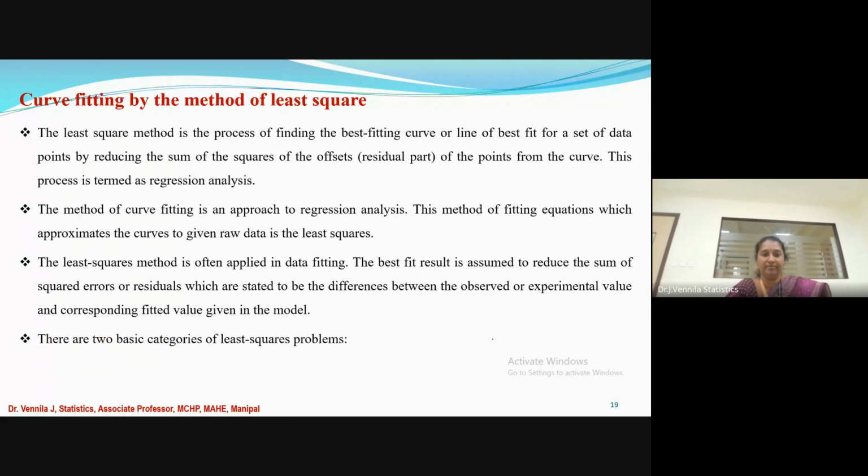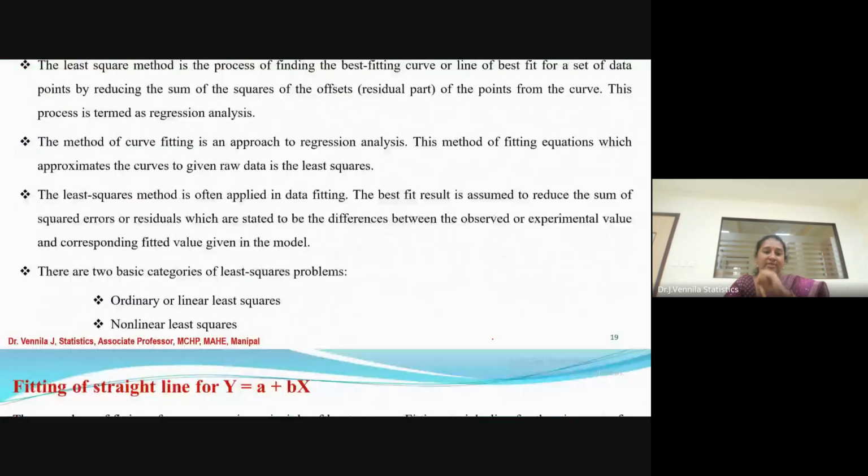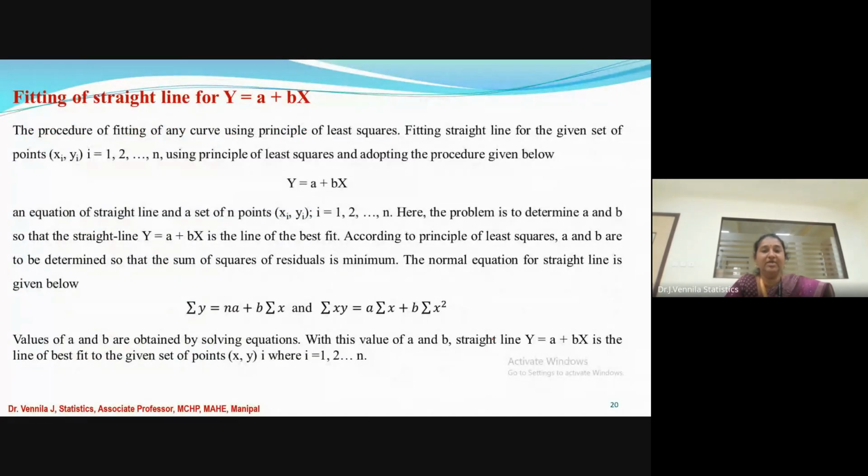Here also we are going to study two things: the linear least square method and the non-linear least square method. Non-linear is not in your syllabus, so we are going to study only the linear model. The linear model is also called fitting of a straight line, and the formula is y = a + bx.